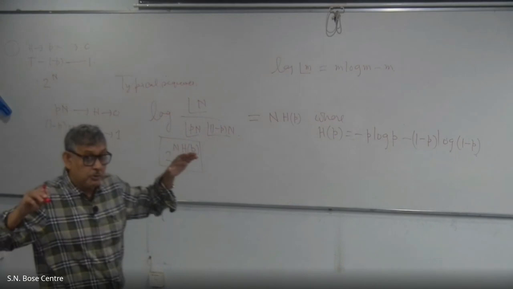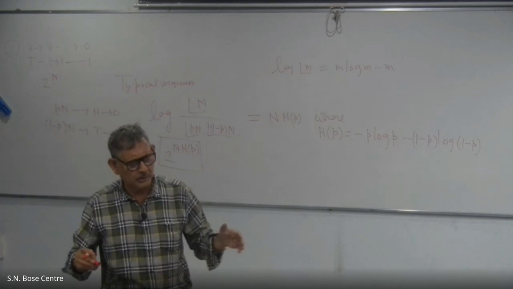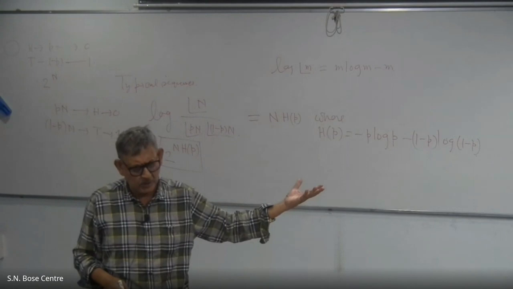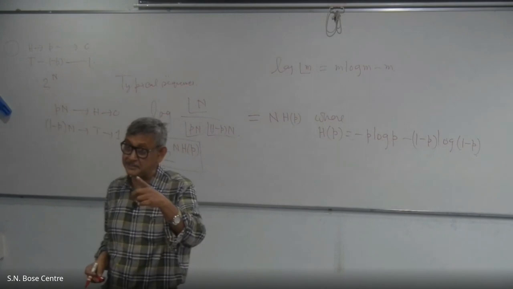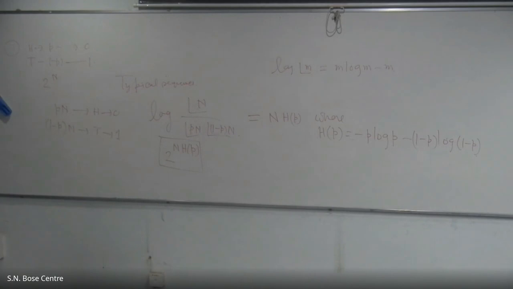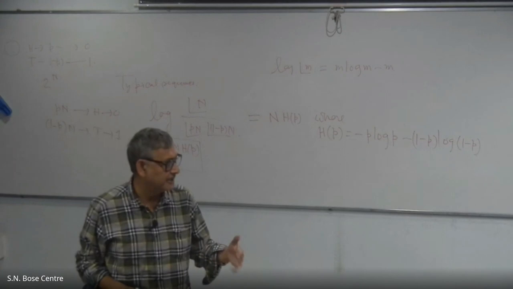you cannot neglect the other sequences. Which is larger, if I consider typical sequences and atypical sequences? Atypical sequences are larger, where the number is not np zeros and (1 minus p) n ones. To count them, their number is very high compared to this. But the probability of their occurrence is almost zero.